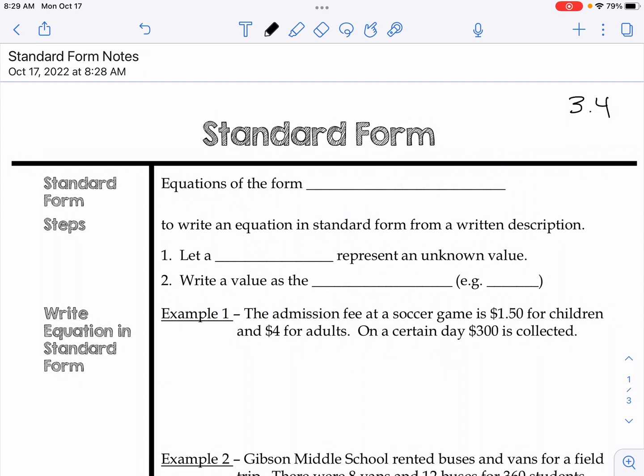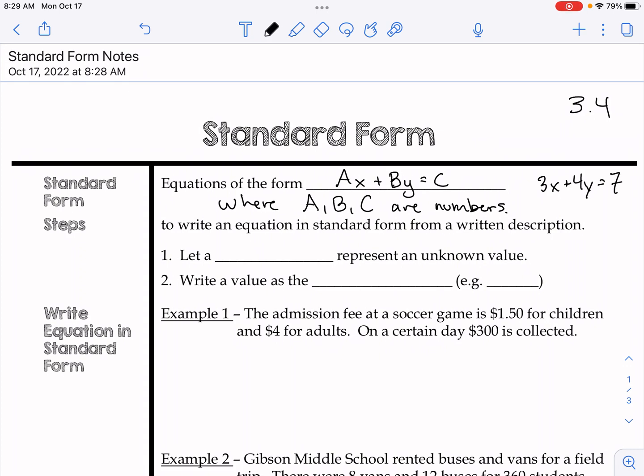Okay, so standard form. The equation of standard form looks like this. It's capital A lowercase x plus capital B lowercase y equal to C. So its equations of the form looks like this, where A, B, and C are just numbers. They could be decimals, they could be whole numbers. An example here would be like 3x plus 4y equal to 7.